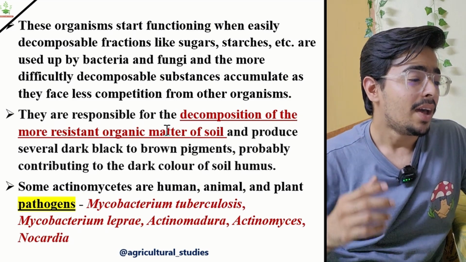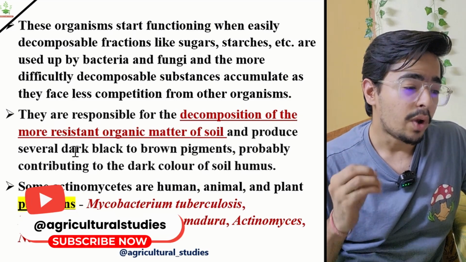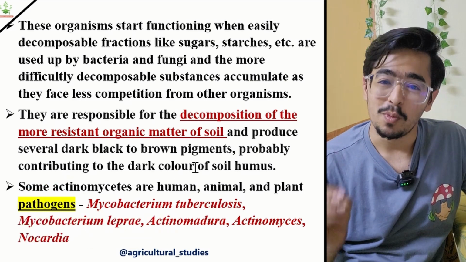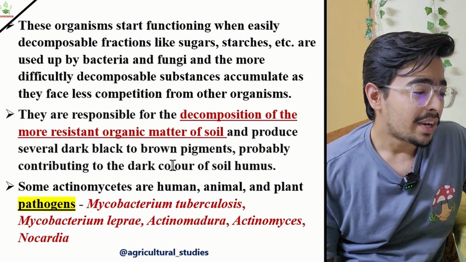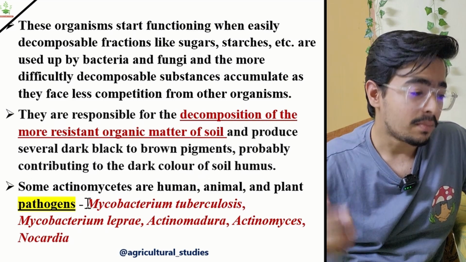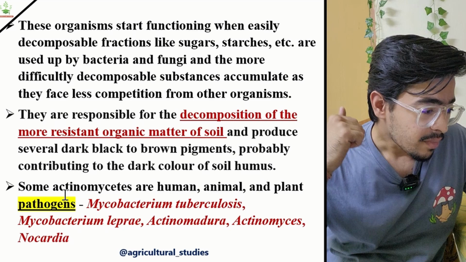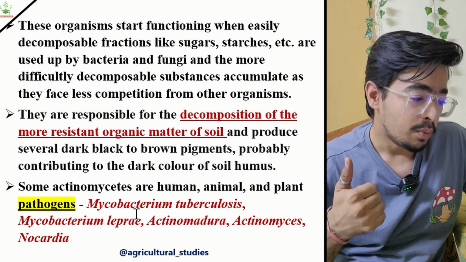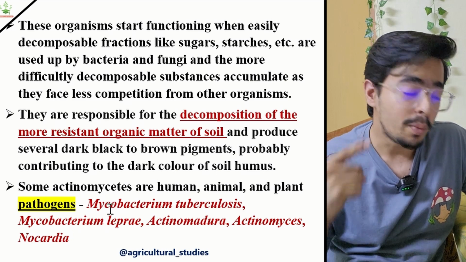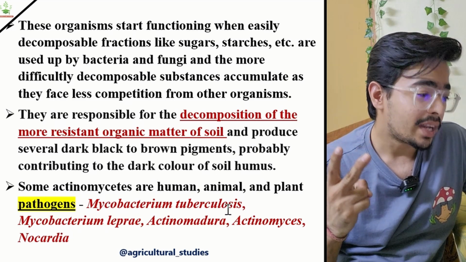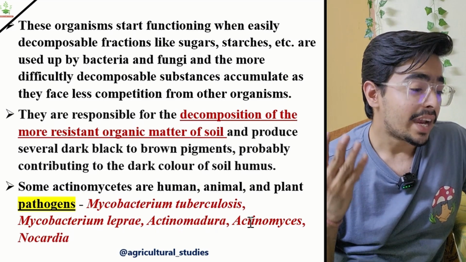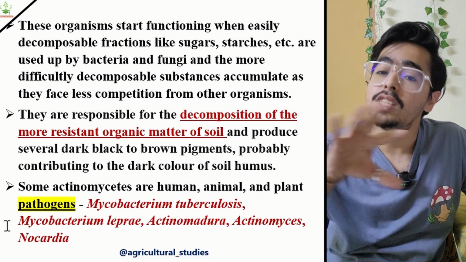So please remember them, and they produce several dark black to brown pigments, probably contributing to the dark color of the soil humus. Then next, some actinomycetes are human and animal pathogens, like Mycobacterium tuberculosis. The second is Mycobacterium leprae. Third is Actinomadura, and fourth are Actinomyces and Nocardia. These are some pathogenic actinomycetes.